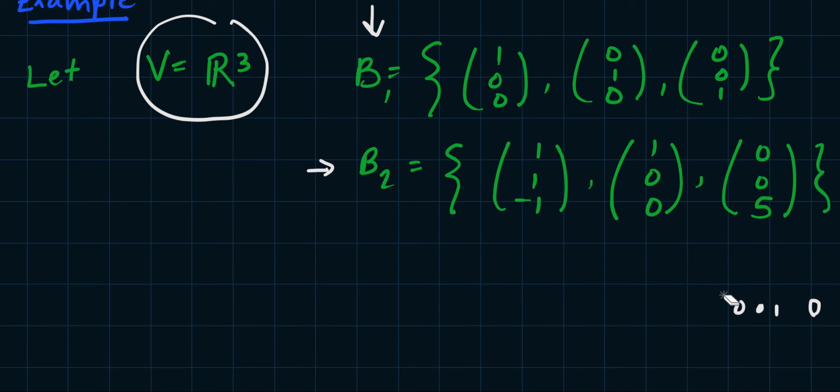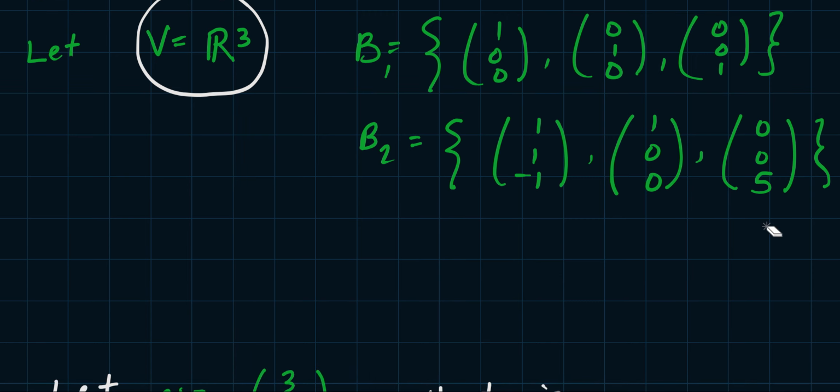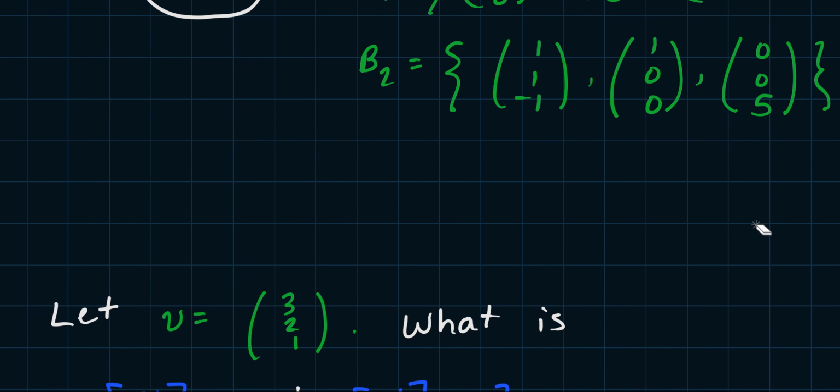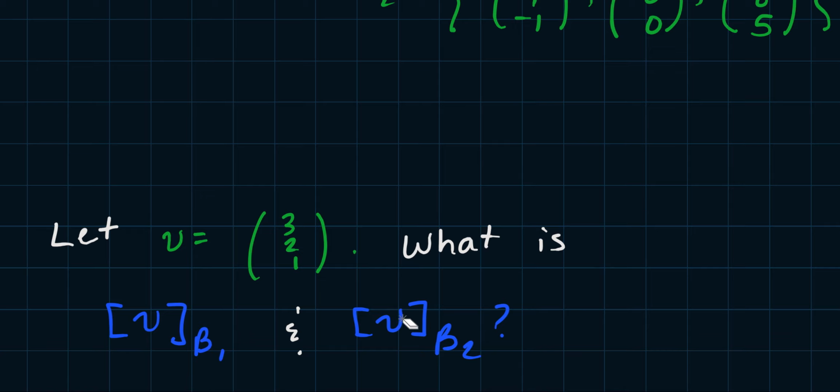Okay, so here I have 2 bases, and I'm going to keep them in this specific order. So I don't want to move these vectors around in the basis. Now I'll write these down, and let's say we have this vector in R3. I want to know what is the coefficient matrix of V in terms of B1 and also in terms of B2. The first one's easy. We'll do that one together, and then I'll let you think about the second one.